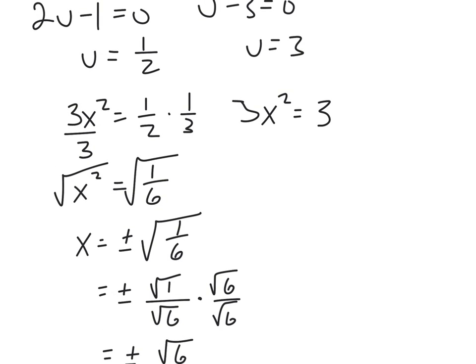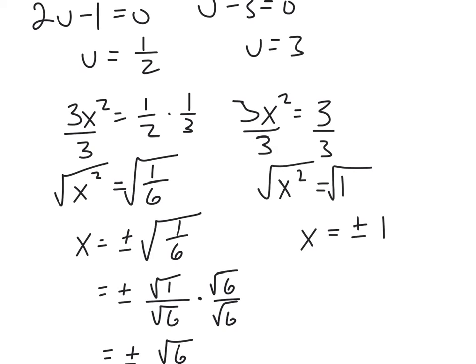So here on the other side we have the 3x squared equals 3. Solving for x means dividing by 3, giving me x squared equal to 1. Square rooting both sides gives me x equals plus and minus 1. It wasn't too bad, was it? It's a little weird, right?